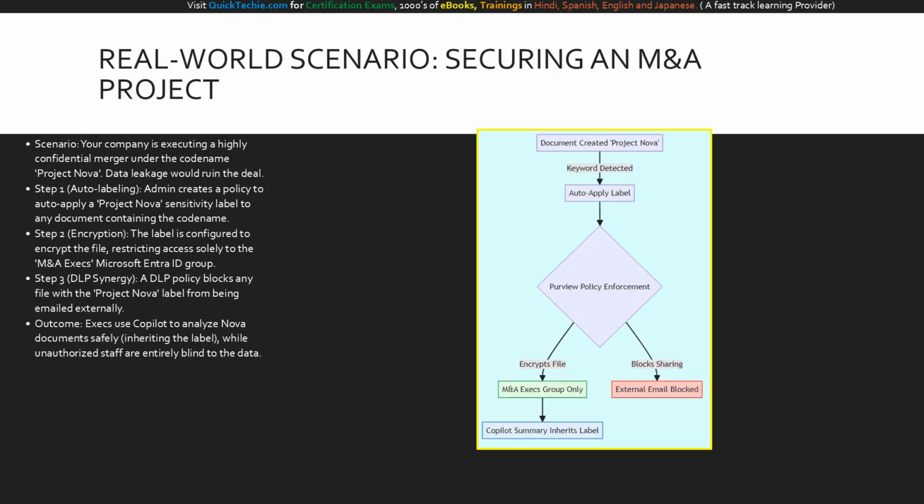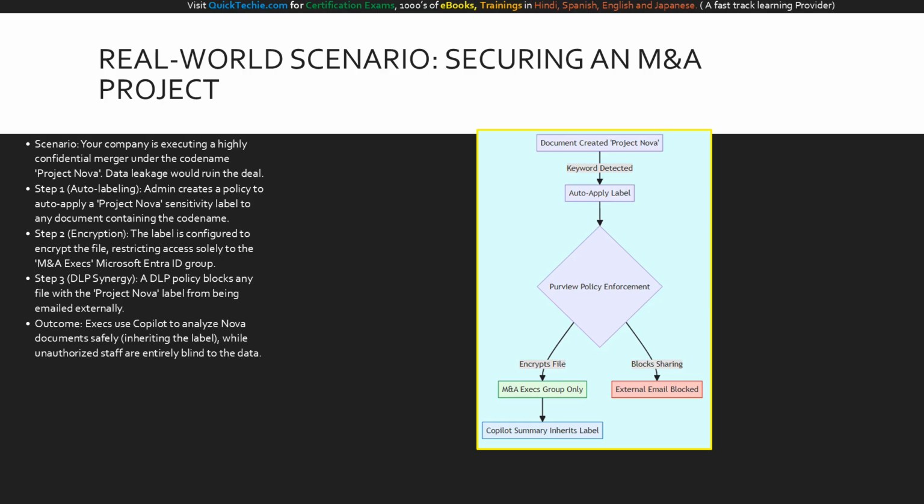Let's tie all these concepts together with an urgent, real-world use case. Imagine your company is executing a massive, confidential merger under the codename Project Nova. If this leaks, the deal collapses. How do sensitivity labels secure this? Step 1. We use automated labeling. As an admin, you create an auto-labeling policy that scans for the keyword Project Nova. The moment a user types that into a Word document, Purview automatically stamps it with the Project Nova sensitivity label.